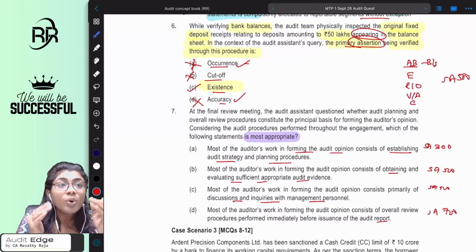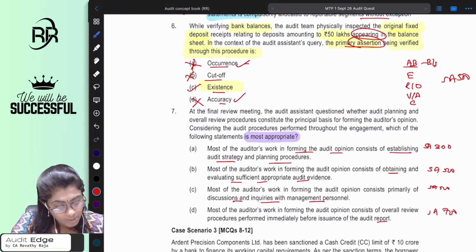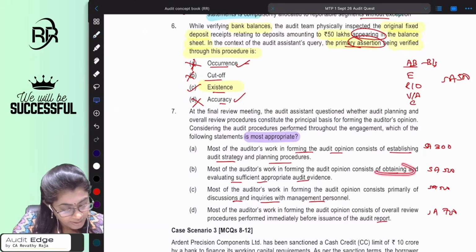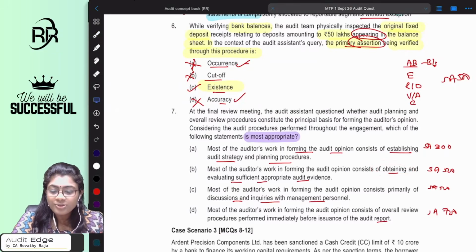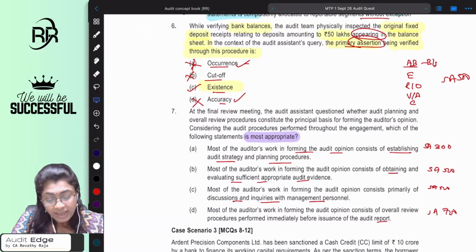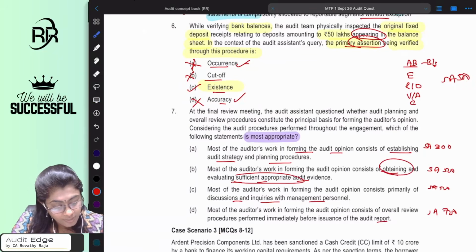Okay. Now, most of the auditor's work, come on guys, consists of what? Obtaining of... come on, what? What do you do? In audit, we always obtain evidence and you have to evaluate it now.